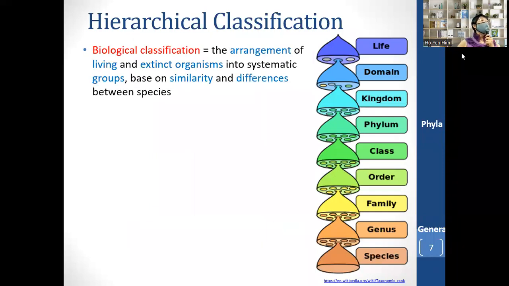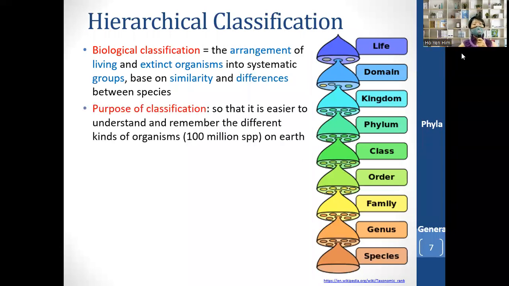So we're going to look at the definition first. Biological classification is the arrangement of living as well as extinct organisms into systematic groups based on similarity and differences between the species. Because there are so many organisms on Earth, we want to classify them, which means we put them into a certain group based on their similarity and differences, so it is easier for us to identify, to study them and to relate them.